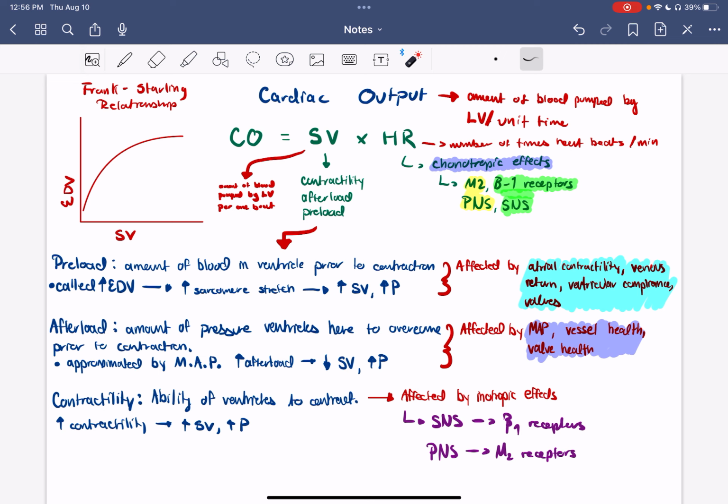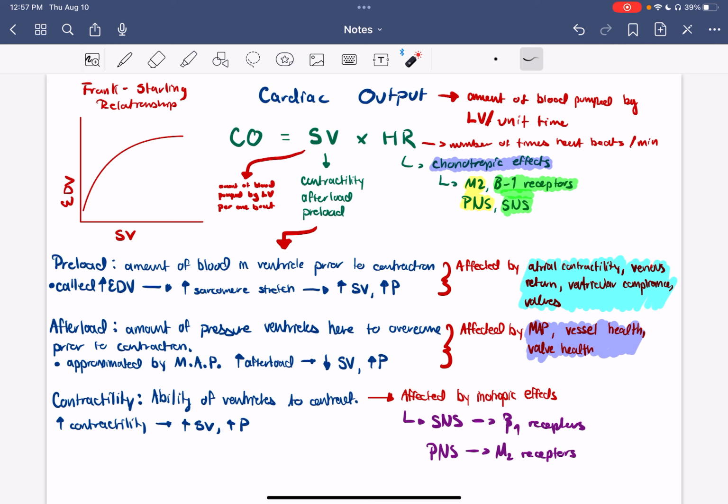All right. What affects cardiac output? What causes it to increase or decrease? We know from our basic math that for some part of the equation to decrease or increase, these variables have to change. So really, we're going to be looking at how stroke volume and heart rate change to modify cardiac output. Heart rate is affected by these effects called chronotropic effects.